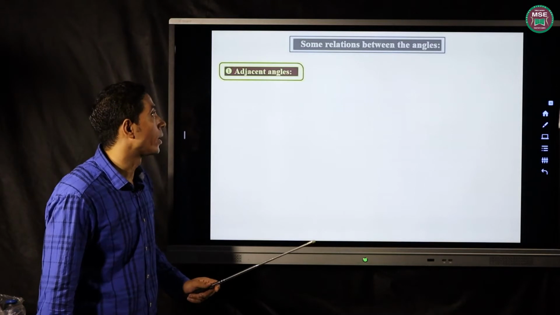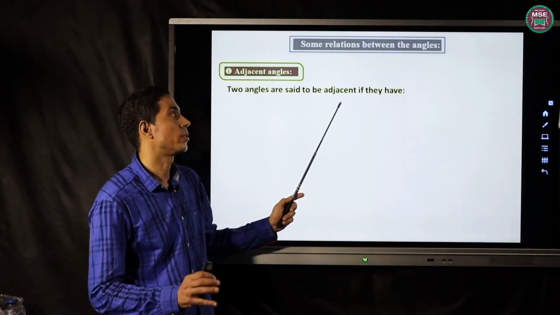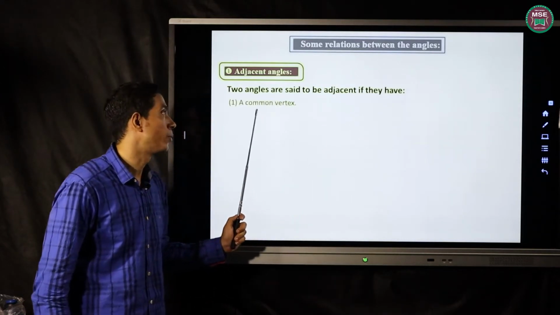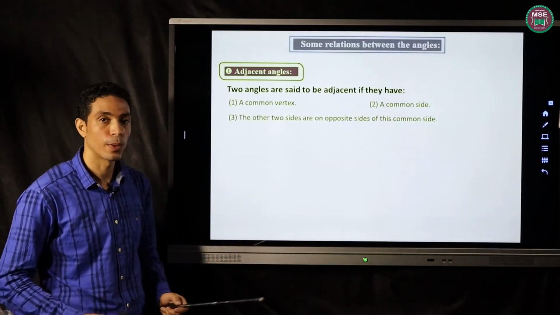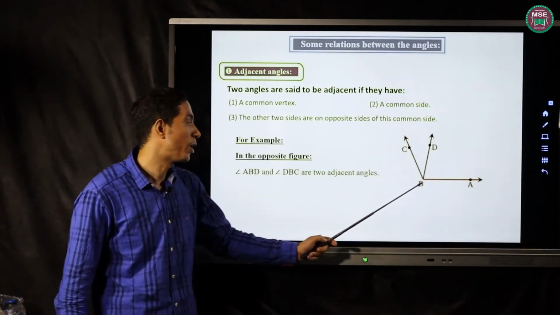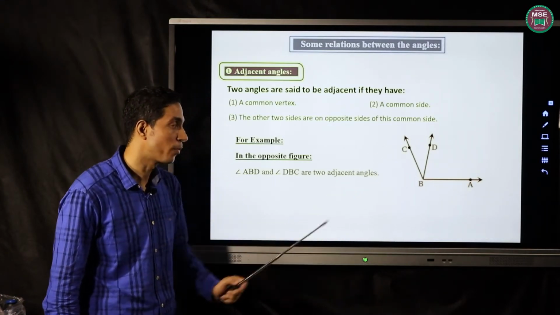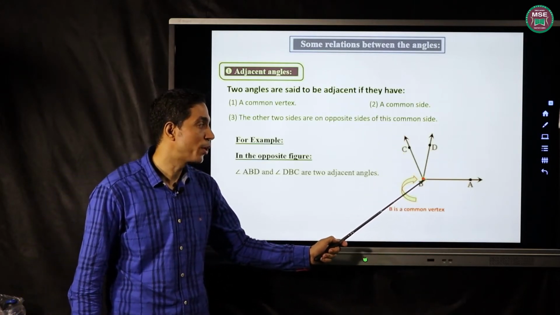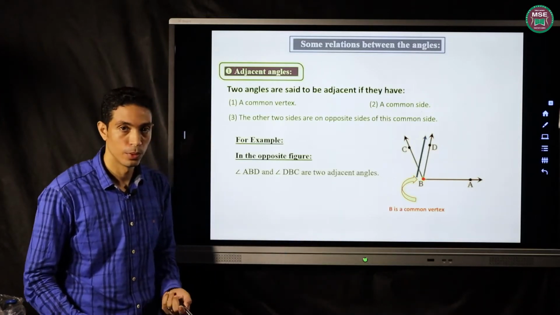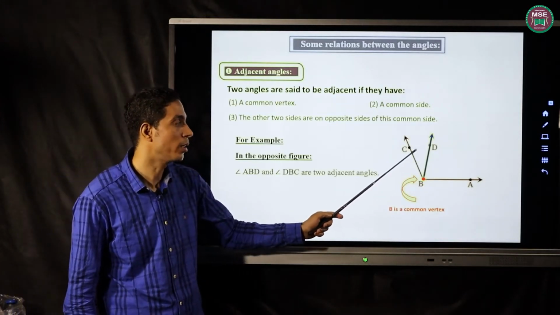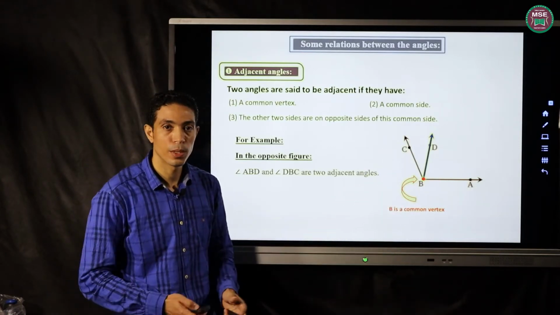Some relations between angles. First, two adjacent angles. Two angles are said to be adjacent if they have a common vertex and a common side, and the other two sides are opposite to the common side. Like in this example, we have two angles, angle ABD and another angle DBC. B is the common vertex between these two angles, and BD is a common ray or a common side between the two angles, and the other two sides BA and BC are opposite to the common side.